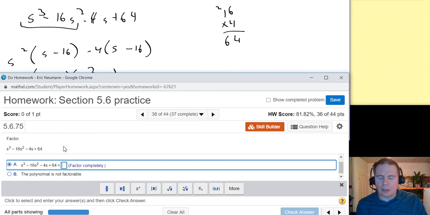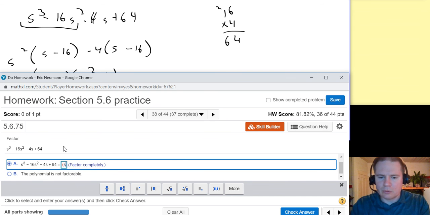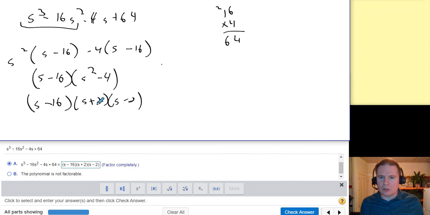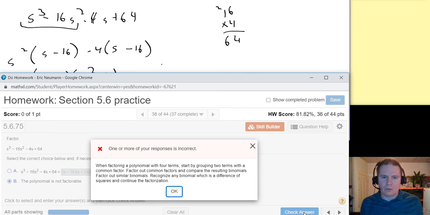So here we get s minus 16, difference of squares. s squared minus 4 gives me s plus 2, s minus 2. Is that what I have here? s minus 16, s plus 2, s minus 2. Okay. Oh, what did I do wrong here? Oh, goodness.